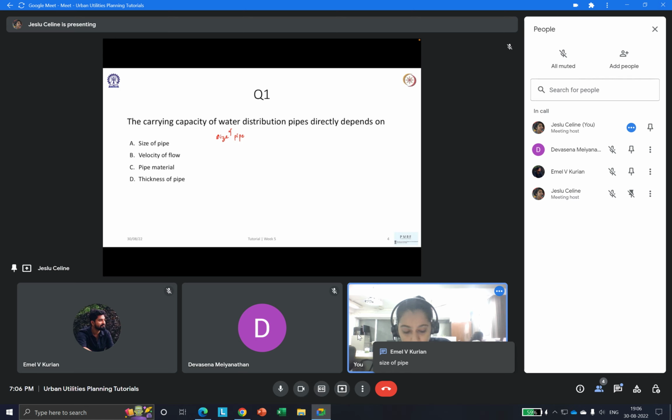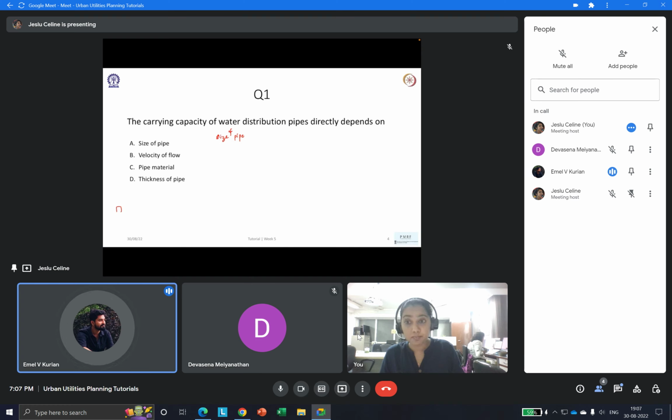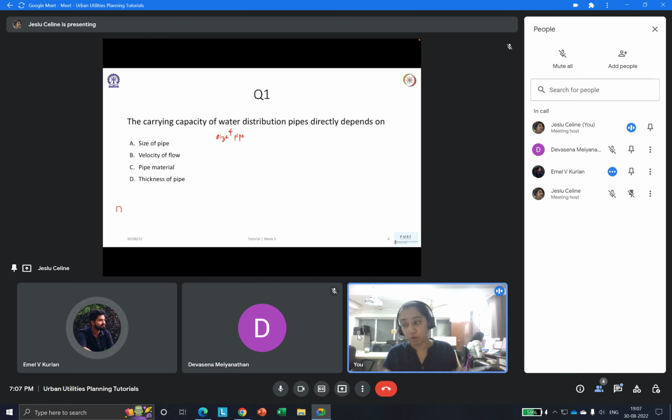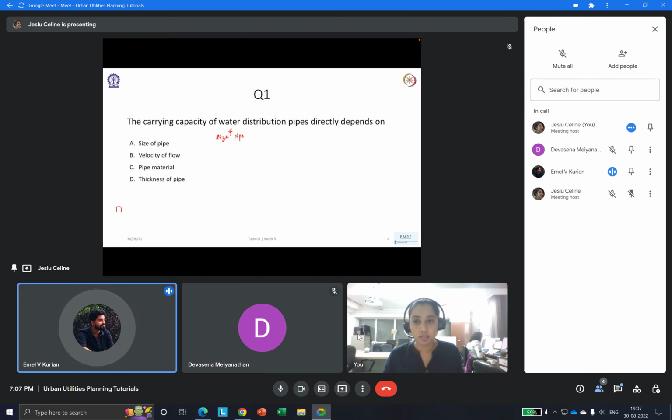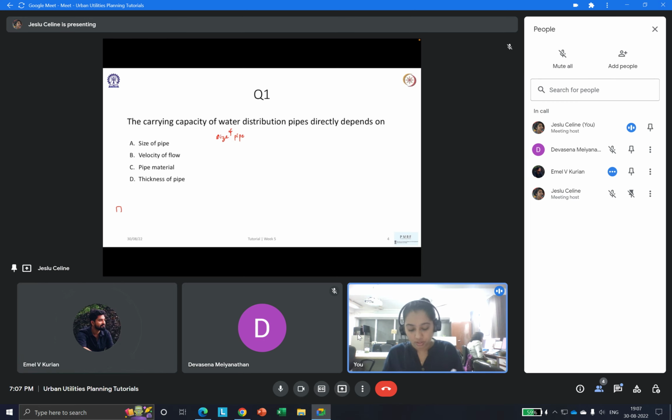ML says size of the pipe. So ML, does it directly... In the question it says carrying capacity, right? Not flow rate. It is the carrying capacity, the amount of water that can be carried, that we are discussing. Then I will say size of the pipe. Again, just to tell you, this is a multiple option answer, so you can have more than one option right. It's not necessary that only one option is right.